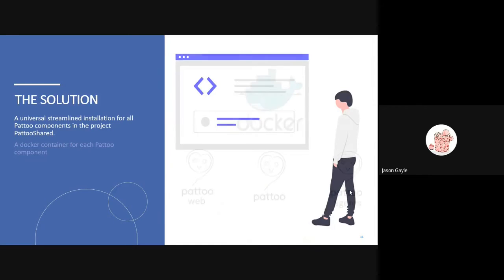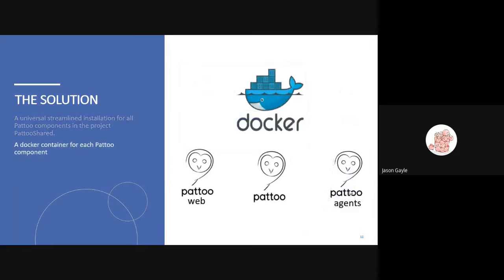And the highlight of my Calico experience had been creating a Docker container for all of the Pattoo components, since Dockerizing Pattoo and its related projects would make each machine have the same results for the installation. So if something went wrong with installation, it would be a lot easier to troubleshoot where the issues stem from.